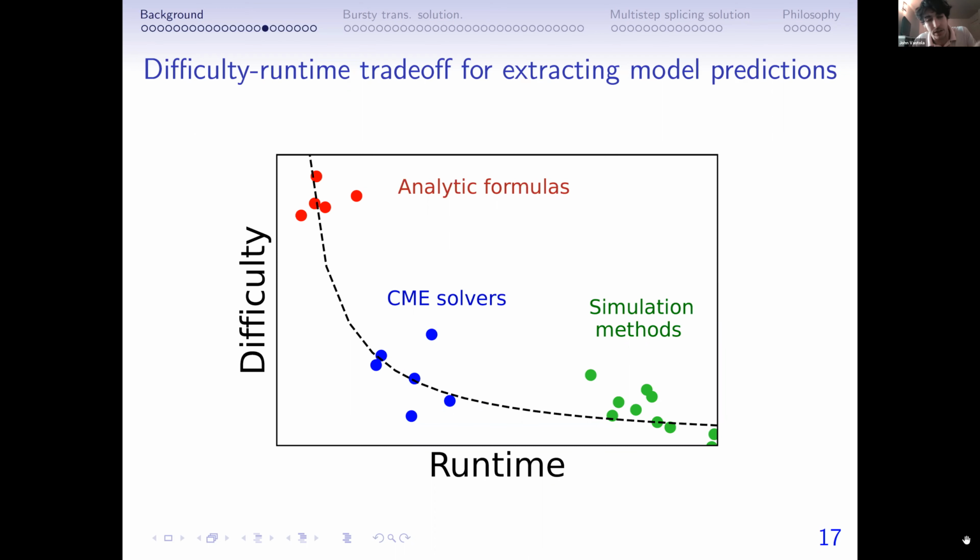For solving the CME, I think you could divide the kinds of things you have available into 3 different classes. One of them is simulation-based methods. The next one is numerical solvers of the CME, which solve in a different way, not involving simulations. And then the other one is just having a math formula that you can write down on paper. Simulation methods are easy to program, and you can take the same code and make it work for a wide variety of problems, but they're really, really slow.